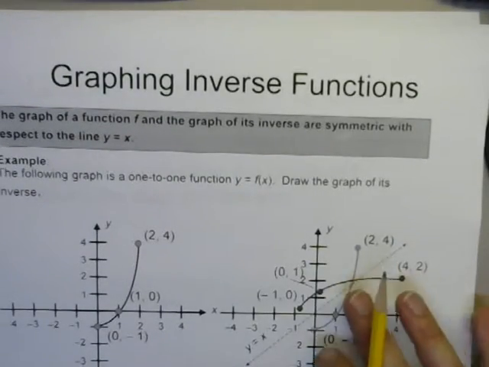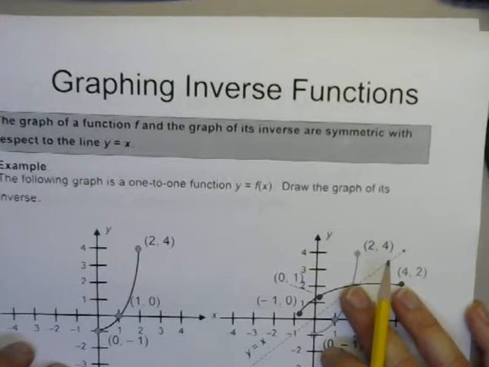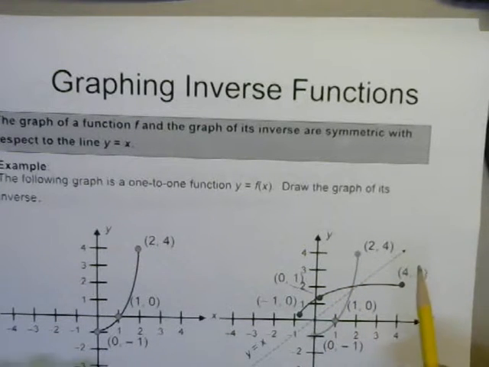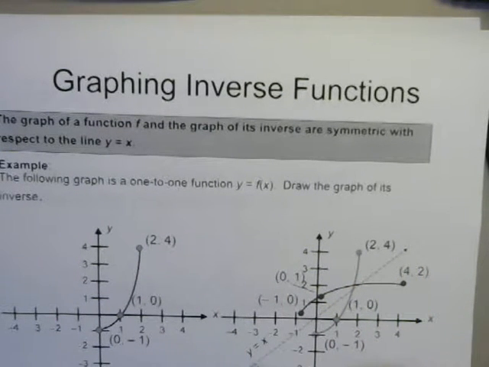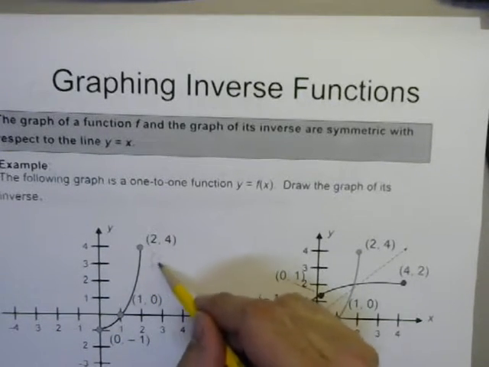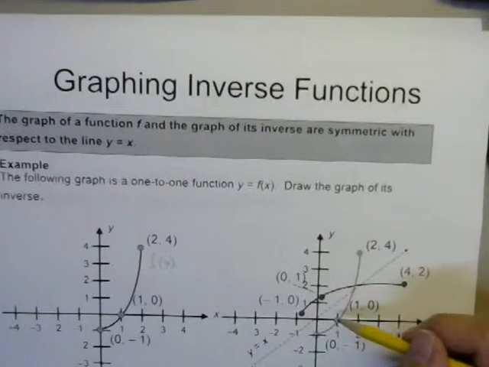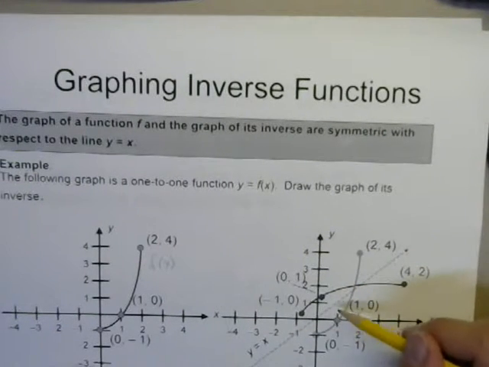Now, as far as graphs of inverse functions, it turns out that the graph of an inverse function is what you get when you flip the graph around this diagonal line. So let's say that you have some original function like this. Let's say this is your f of x. Then the inverse function will be what you get when you flip it around this diagonal line.